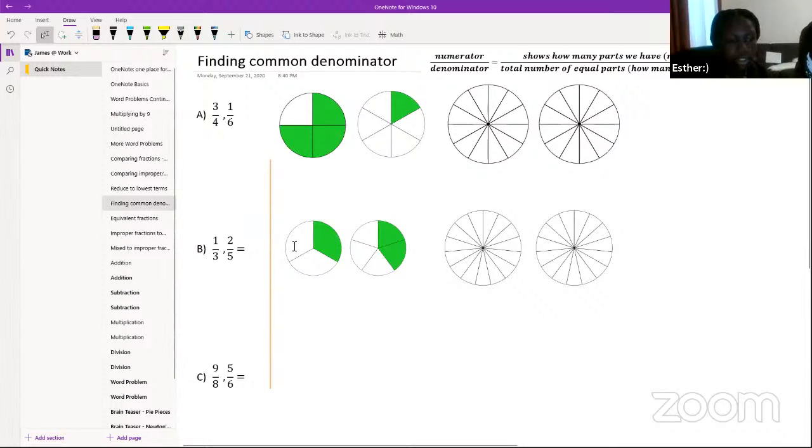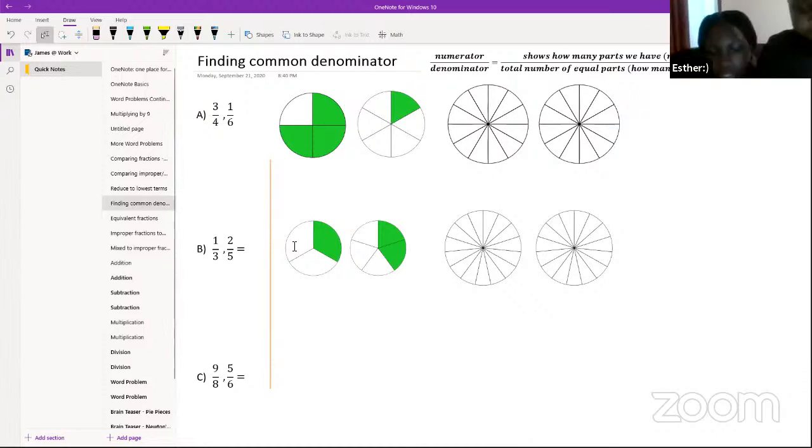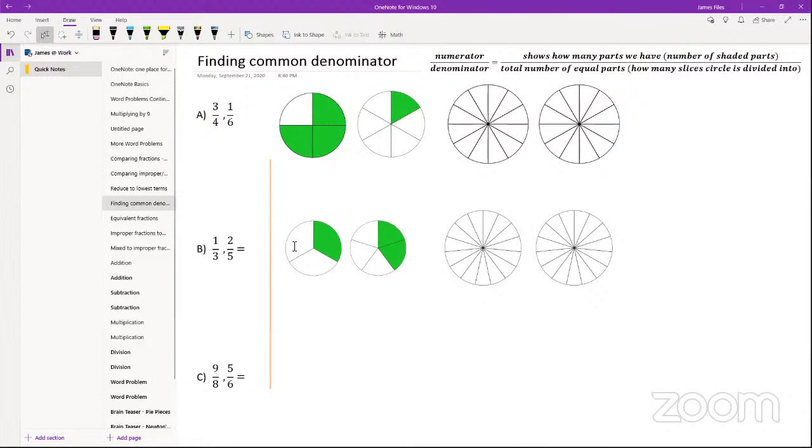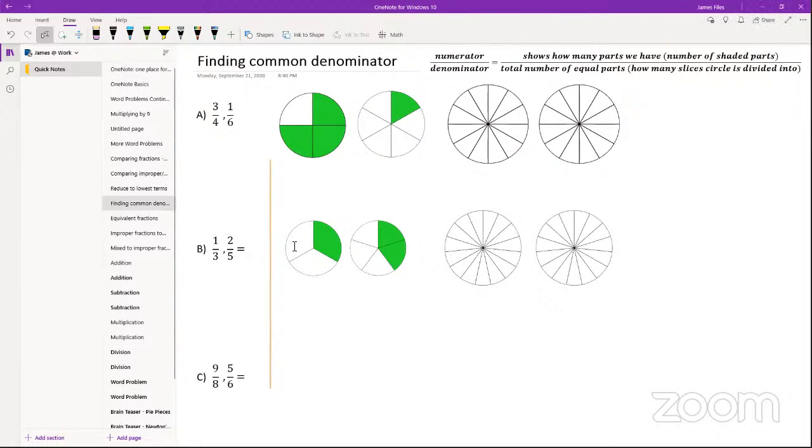Okay, Esther, you're talking and you're distracting the class. Okay, Auntie, you need to pay attention when the class is going on. Yes, what do you need help with? I need help with my homework. Can I send you a chat? Send a chat to everyone so that James or Trisha can get it. They can help you. Okay.